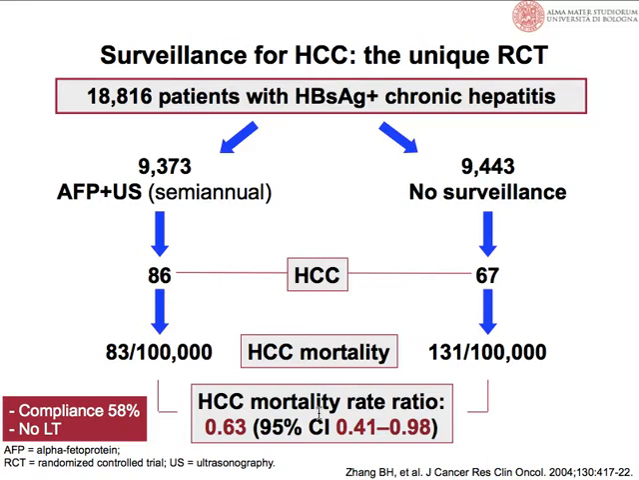Obviously, the strongest evidence would be provided by randomized controlled trials, but unfortunately, in this setting, we only have one randomized controlled trial, which is also not the perfect one because the compliance was relatively low, only 58%. Patients could not be offered liver transplantation, which is the most effective therapy, but nonetheless, the patients who had been submitted to surveillance had a lower probability of death, and the hazard ratio was 0.63, indicating benefit of surveillance.